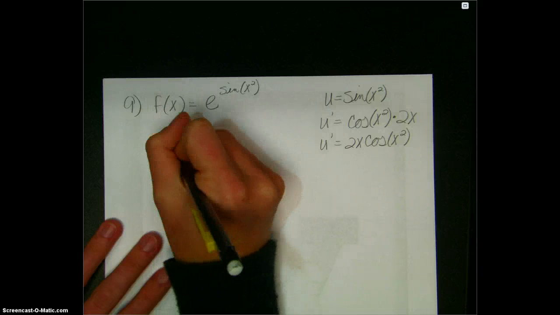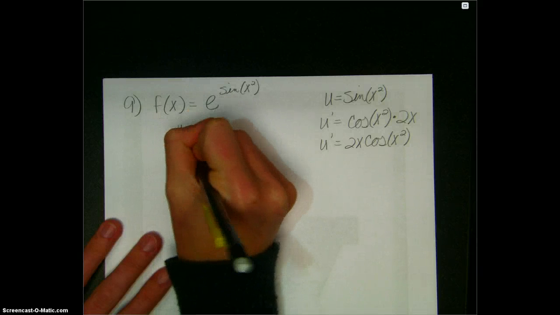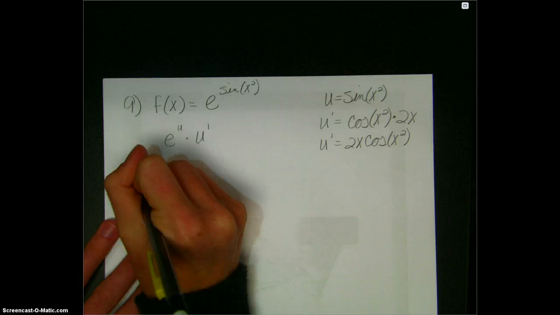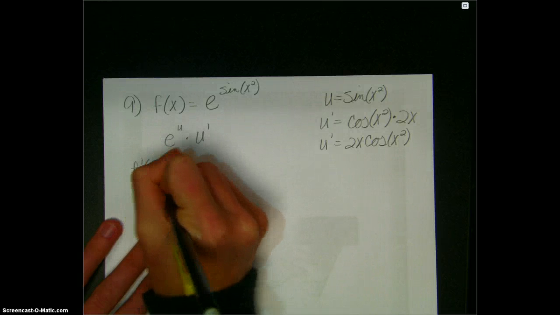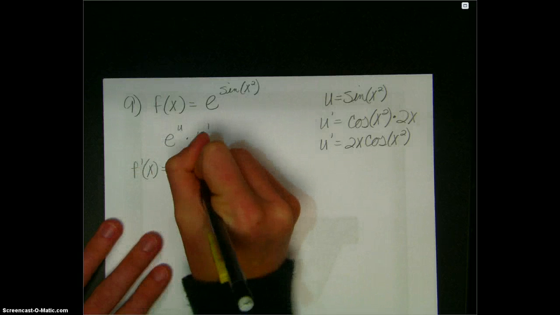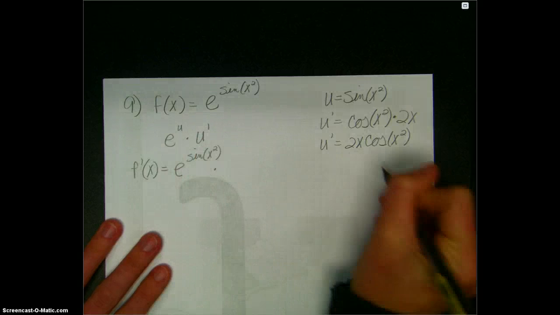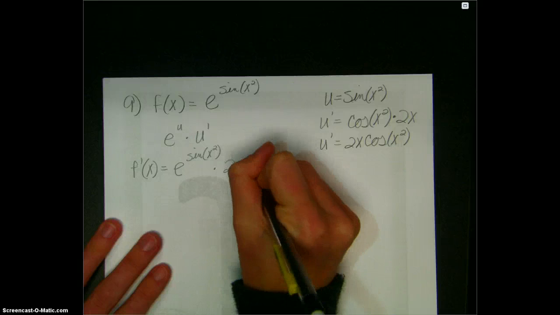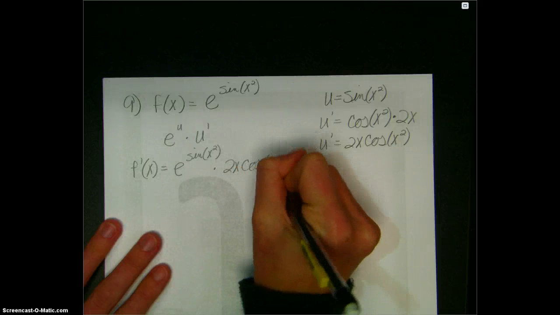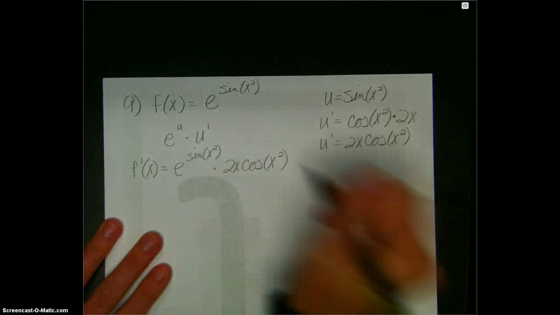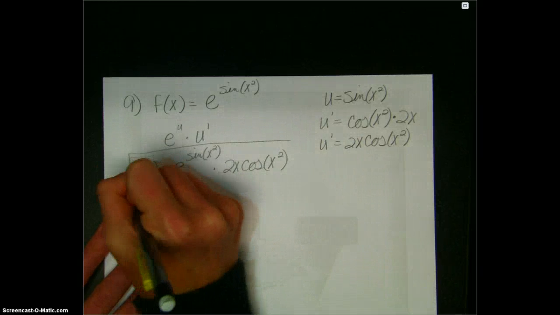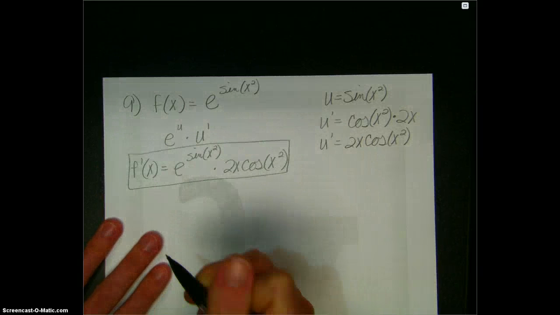Okay, so my formula for this is e to the u times u prime. So my derivative is then going to be e to the u, so u doesn't change, and then times u prime, which is 2x times the cosine of x squared. And that right there is a perfectly fine answer. There's not really anything that we need to do to simplify that.